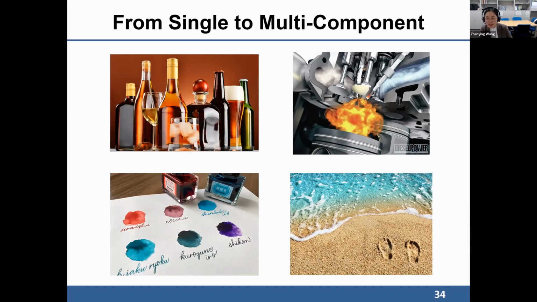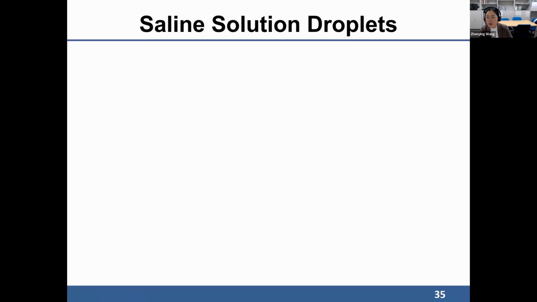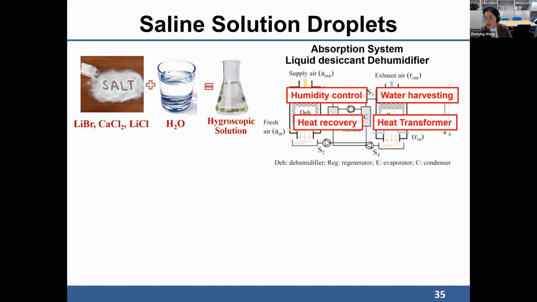So as I showed here, multi-component droplets are actually the most common existence in nature. We are drinking wines, using fuels, and using inks, and in the industrial field we also use different kinds of inks to form LED, etc. Seawater is also a multi-component liquid. What I talk about here is the saline solution droplet, which is only one representative of multi-component droplets, so the governing mechanisms can be further extended to other types of multi-component droplets.